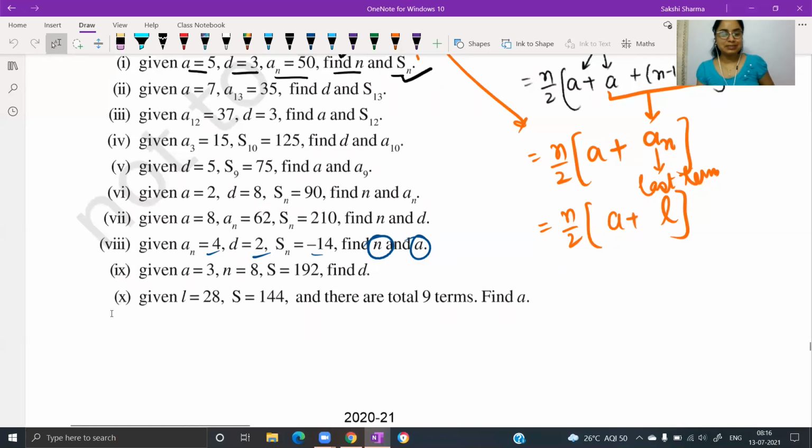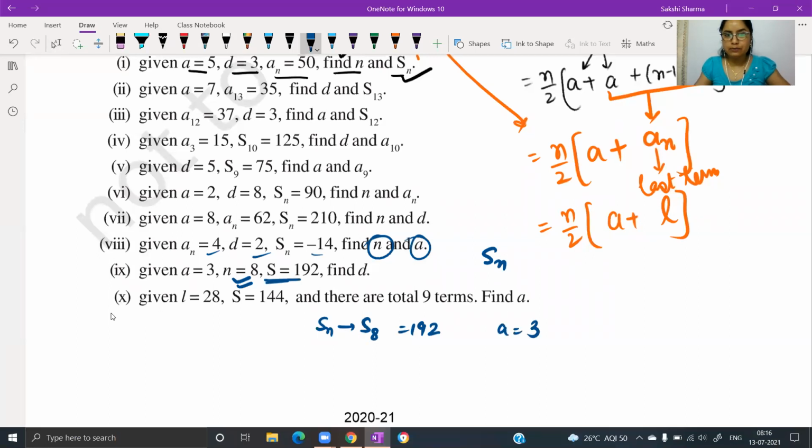Ninth part, the first term is given, n is given, S is given, you have to find out d. In this one, they have not indicated the subscript, but they have given the value of n. So S actually represents S8. We usually denote the sum of the first n terms with Sn. n is in the subscript, here it is not, but they have given you the value of n. So this simply means Sn actually is S8 and the value is 192. A is given to be 3. I think you can find out d from here.